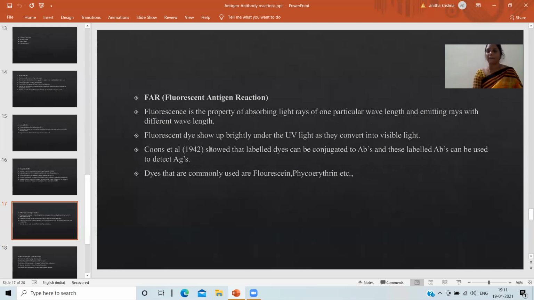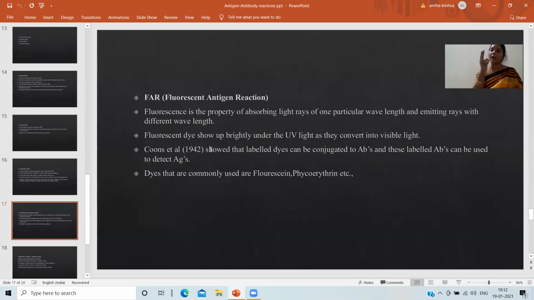When you talk about indirect FAR, it is usually used in detecting the antibodies in the serum after infection. So during the infection, we use direct FAR, and after the infection occurs, we use indirect FAR. Here also you take a clean slide, add your antigen to it, and then add the antibody which is specific to the antigen, and allow the antigen antibody reaction to occur.